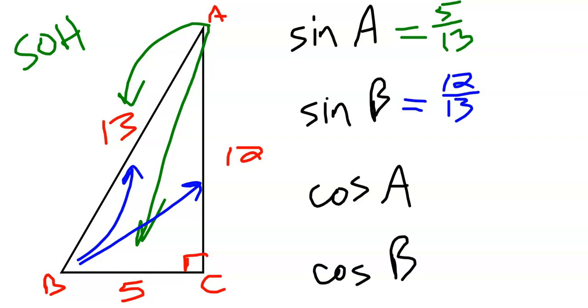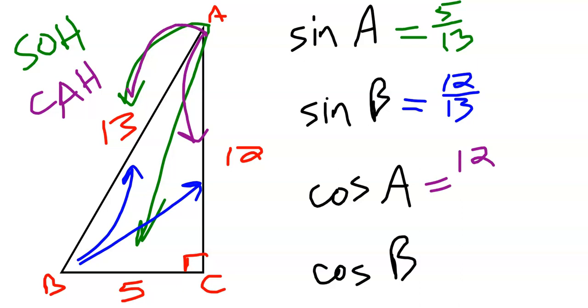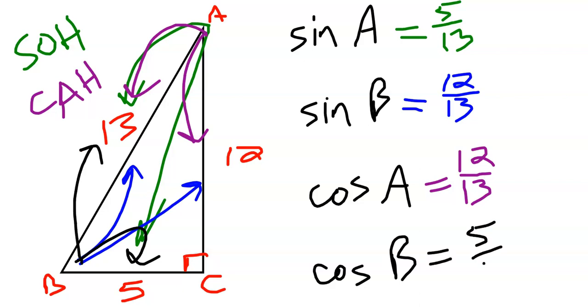Now if we take a look at cosine, remembering CAH in SOHCAHTOA, cosine being adjacent over hypotenuse, the side adjacent to A is 12, and the hypotenuse is 13, so the cosine of A is 12 over 13, and the cosine of B is the adjacent side, which is 5, over the hypotenuse, which is 13.